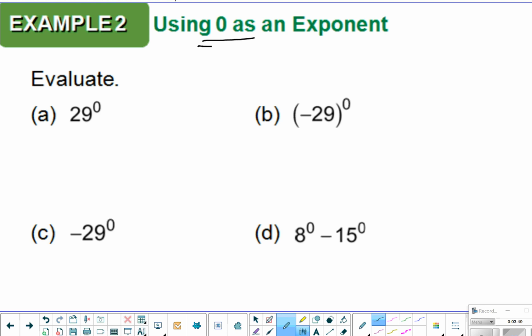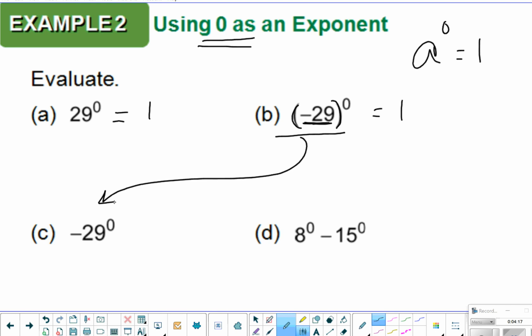This one really focuses in on the zero exponent rule. We know that typically anything raised to the 0 is 1. The only thing you have to be careful about is where these parentheses are situated. So 29 to the 0, that definitely is 1. -29 is within the parentheses, so all of that's raised to the 0. That will result in 1.